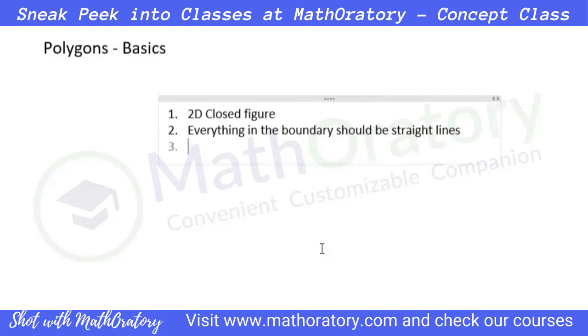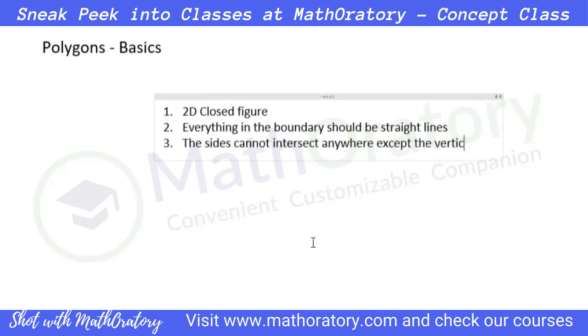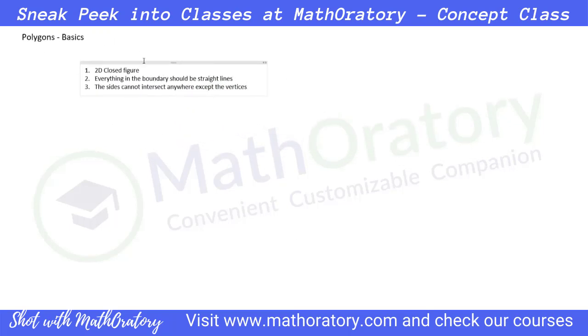And the third one, this is important. You cannot have the sides, so basically the ones which are in the boundary, intersect anywhere except at the vertices. What I mean by that, let me show you an example.